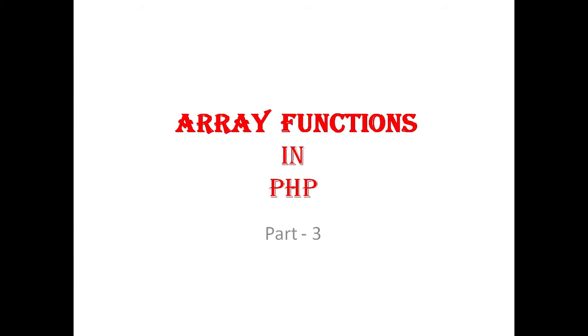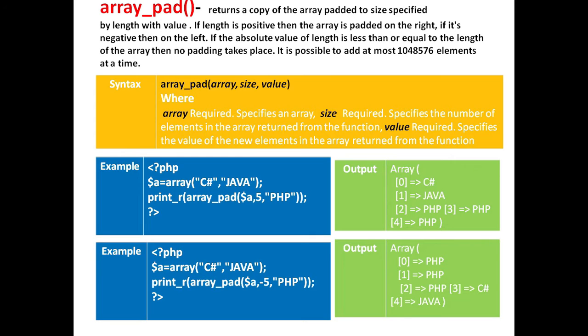Here we will see array functions in PHP. First is array_pad, which returns a copy of the array padded to the size specified by the length with value. If length is positive, the array is padded on the right, and if it is negative, then it is padded on left. If the absolute value of length is less than or equal to the length of the array, then no padding takes place.